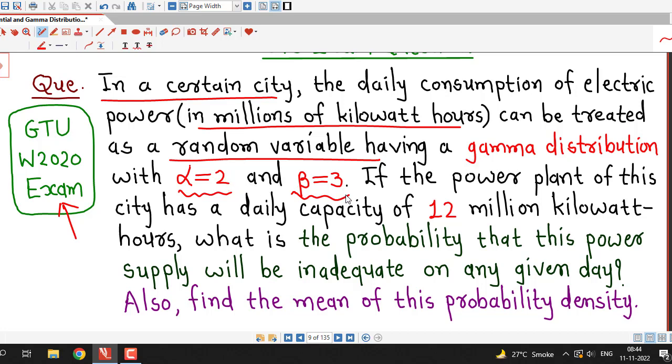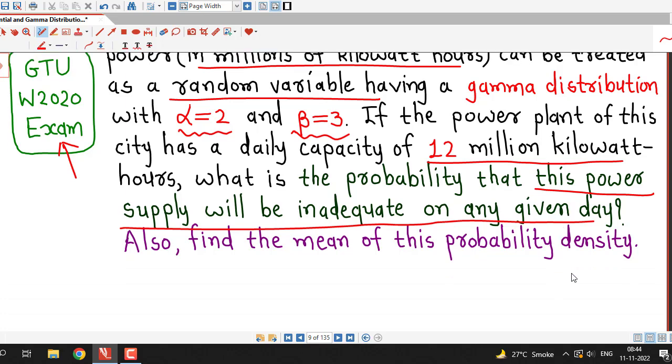If the power plant of this city has a daily capacity of 12 million kilowatt hours, what is the probability that this power supply will be inadequate on any given day? And we are asked to find the mean of this probability density function also. So first we understand this line.